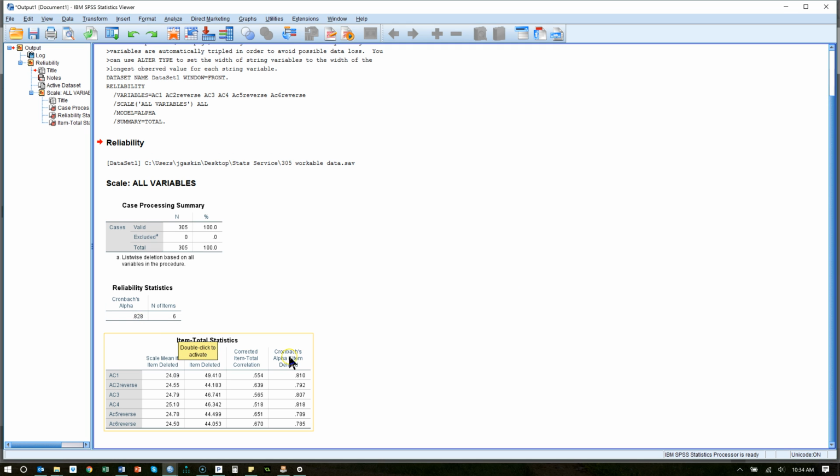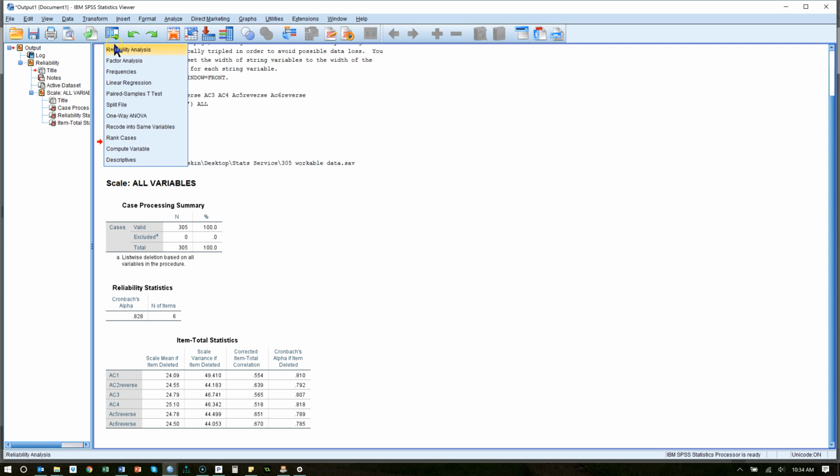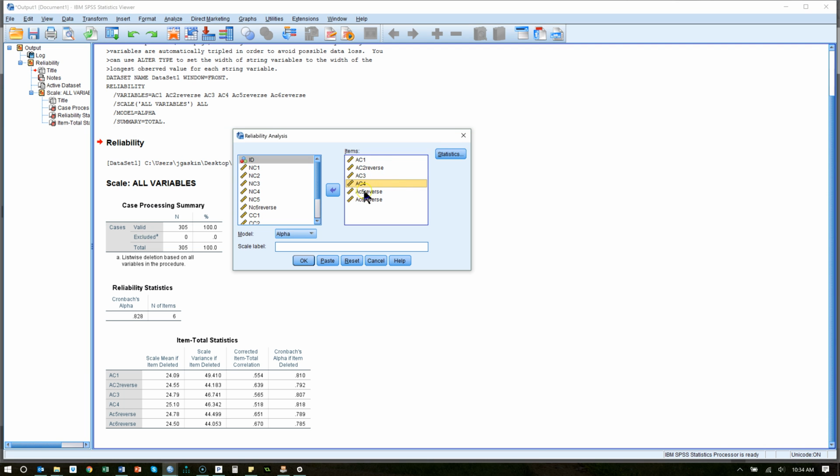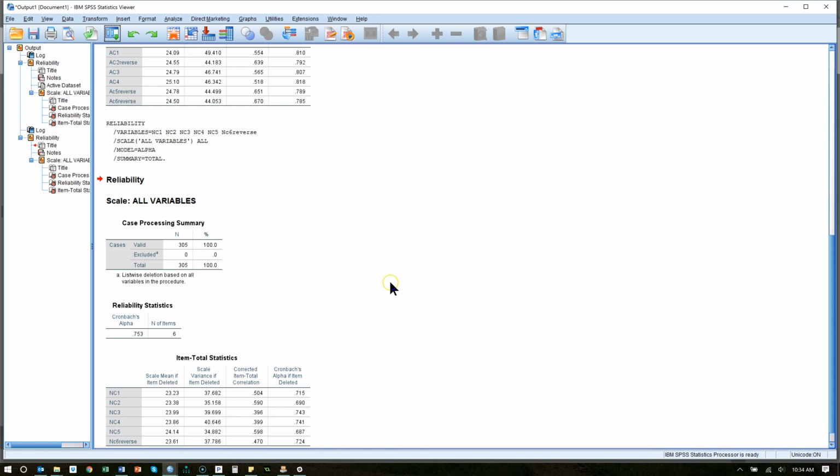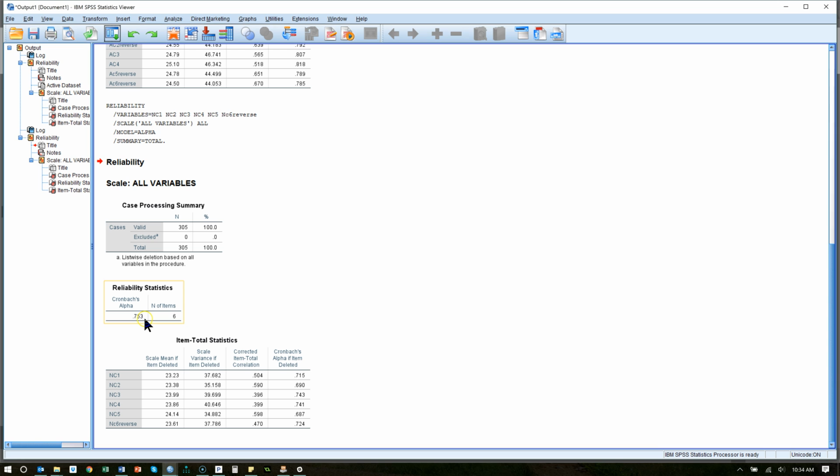0.828 is pretty good. Is there a way to get better? Not really. So we'll keep all those items for now. We're going to do the same thing again for the other ones. The number we're looking for there is anything above 0.7. So that looked really good for AC. Let's go to NC. And we have 0.753, not bad, and no way to really improve that. So we'll go to the next one.